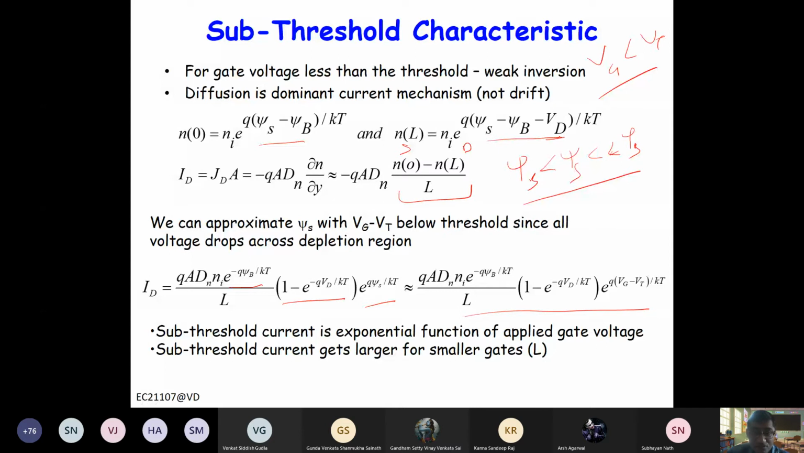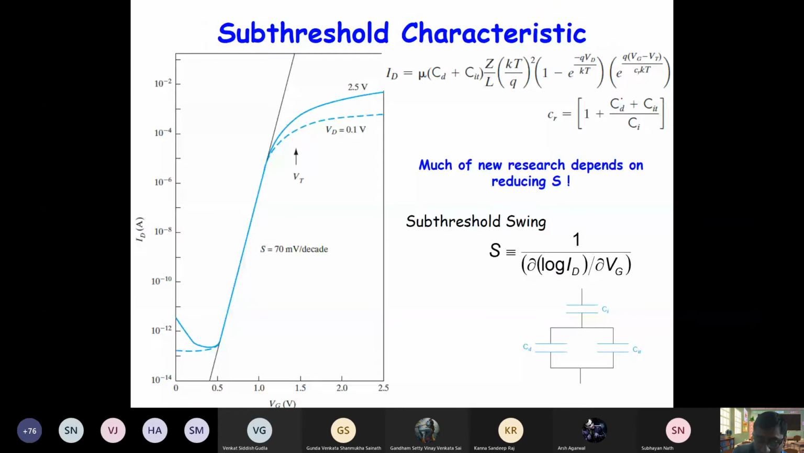Now you have this psi S as basically (VG minus VT) by kT. Now, for short channel length, some parameter will be involved with VG and VT because there will be some overlap capacitance with the gate. So in the actual equation you also include some parameter C here. And C is a function of the capacitances, where Ci is the oxide capacitance, CD is the depletion capacitance, and CID is the interface traps related capacitance.